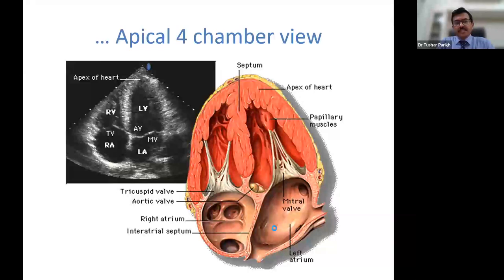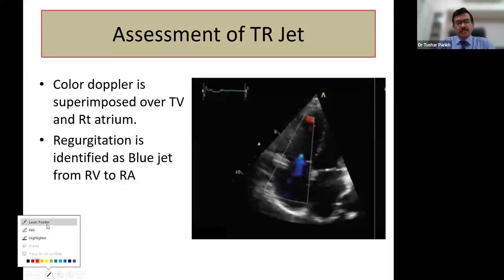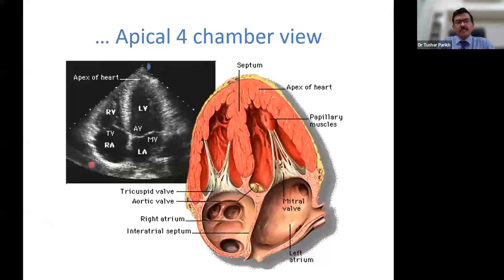How do we identify the tricuspid valve? The valve which is more apically placed is the tricuspid valve, and that is the golden rule. One second, I'll get the laser pointer. So if you look, what we have to do is get an apical four chamber view, and focus here. The valve which is more apically towards the apex is the tricuspid valve, and the valve which is a little distant or away from the apex is the mitral valve. So we focus on the tricuspid valve. We look at the tricuspid regurgitation jet.